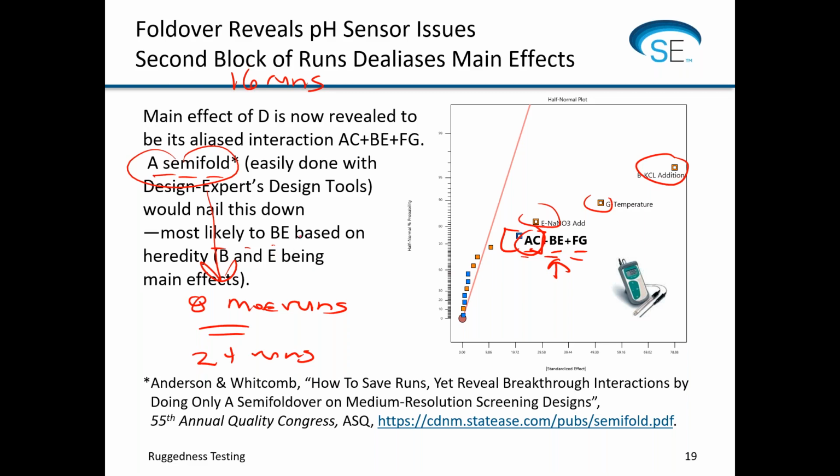And there's a particular way of doing this. If you can focus on the BE interaction, you can fold over in a way that will de-alias BE and anything else associated with B and E. I would follow up with this posting on the semi-fold to get more details on that. But it's actually quite easy to do using Design Expert.